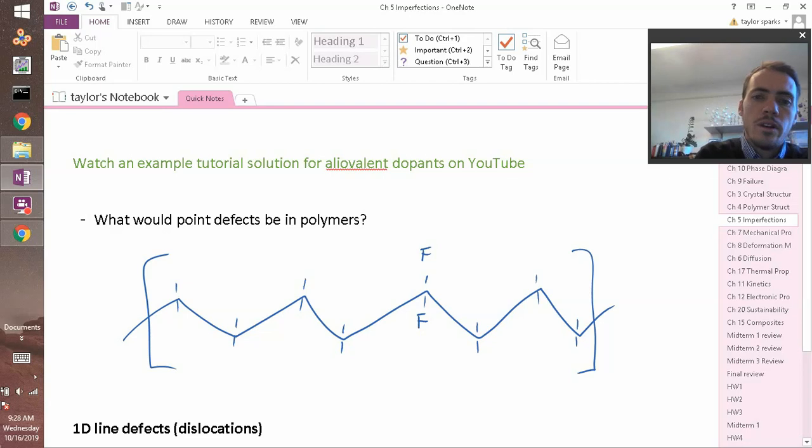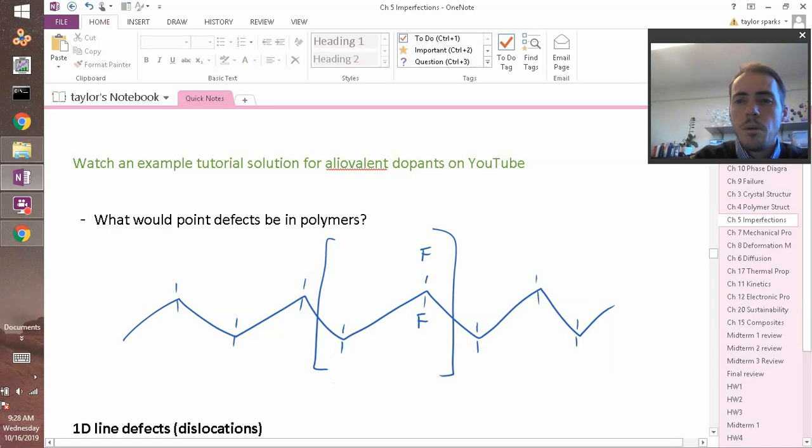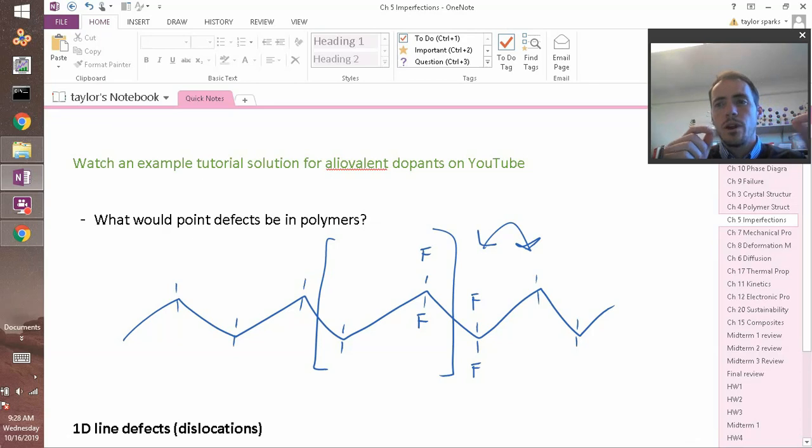Or maybe if you have head to tail, if instead of this, let's say that the repeat unit is this, okay, that's not a defect. But as you go from chain to chain to chain, maybe you go head to tail, head to tail, head to tail, but then all of a sudden you do head to head. One of these is switched. These things are normally reversed, but it gets switched. These you could start to think of as point defects because they occur in one spot and they're not continuous in one direction or two directions or anything else, okay?